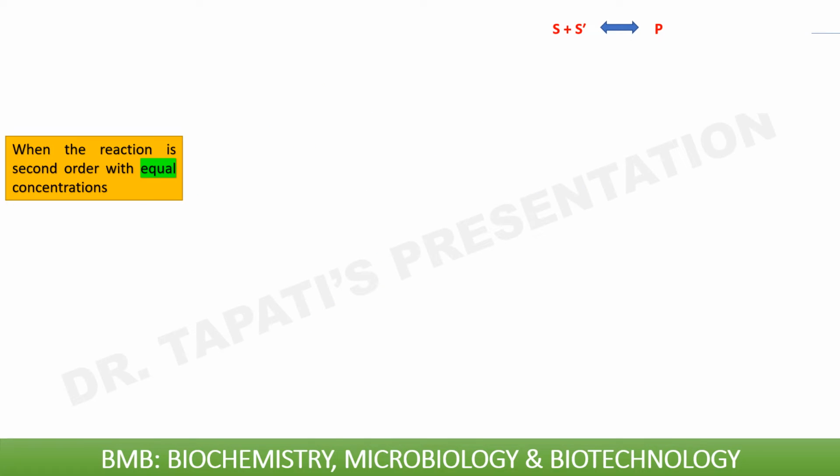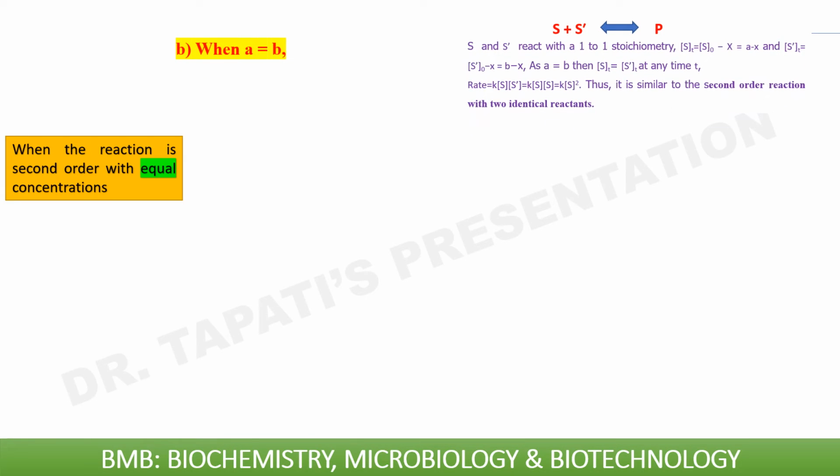Let's see what happens when A is equal to B. From this equation, we can see that S and S prime react with a 1 to 1 stoichiometry. In that case, St is equal to S0 minus x, equal to A minus x, and S prime t is equal to S prime 0 minus x, that is equal to B minus x. As A is equal to B, A minus x is equal to B minus x, or St is equal to S prime t at any time t.